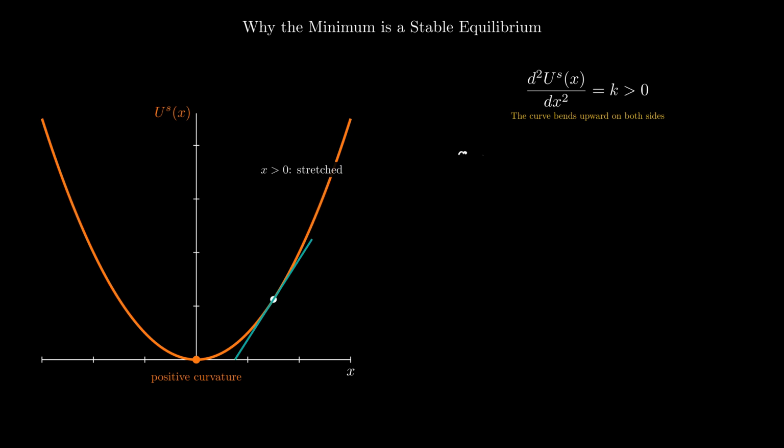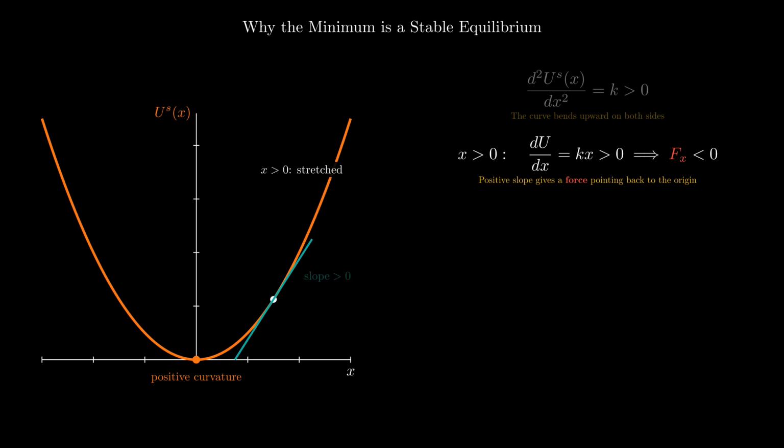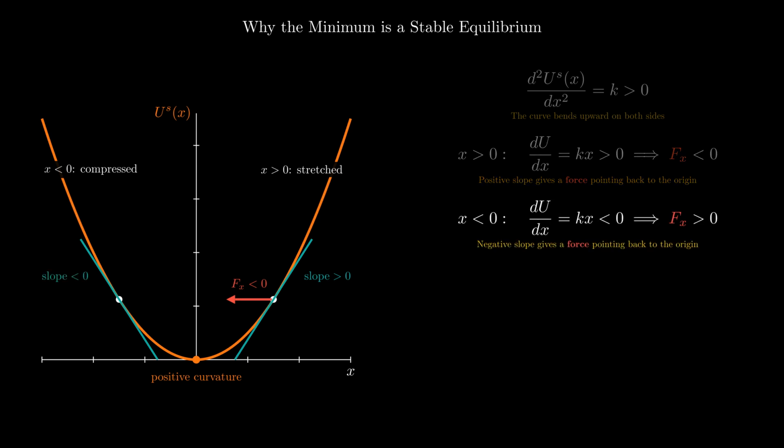Displace the object to a small positive x. There, the slope of the curve, dU/dx, is positive, so the force, minus the slope, is negative. It points back toward the origin. Now compress the object to negative x. There, the slope is negative, so the force is positive. Again, it points back toward the origin. On both sides of the minimum, the force opposes the displacement.